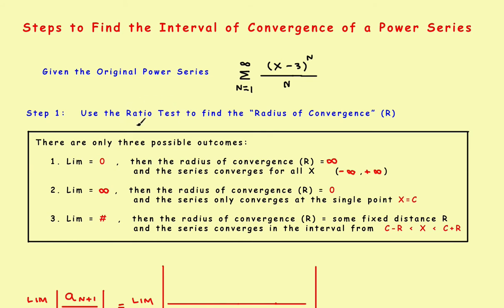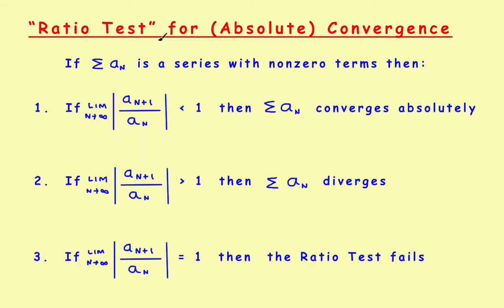So again, it doesn't hurt to do a quick review of the ratio test so that you'll remember what that is. And hopefully you've had this earlier in your course. What the ratio test says is that if you have a series with non-zero terms and you find this limit, if the limit is less than 1, then you can show that the series converges. If it's greater than 1, the series diverges, and finally, if it's equal to 1, then the ratio test fails, and you have to use some other test.